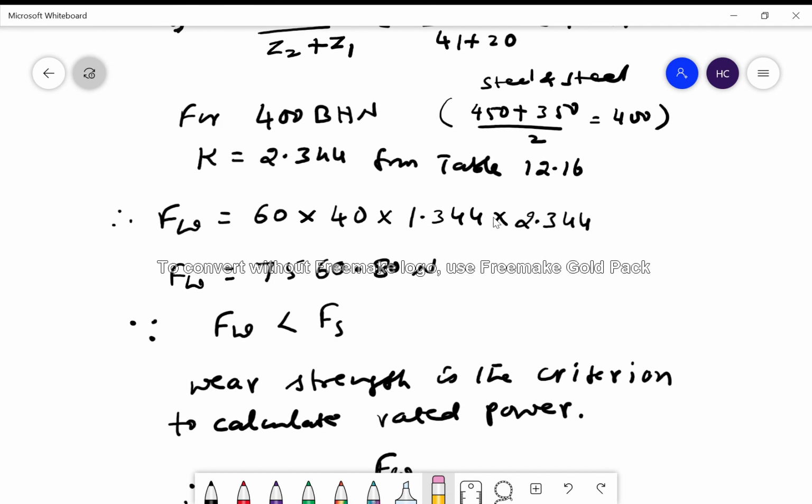So substitute that value of K, load stress factor, into the expression for wear strength or wear load. So we have here Fw is equal to 60 into 40 into 1.344 into 2.344, which gives us 7,560.80 Newton. We see that Fw is less than Fs, that is wear strength is less than the dynamic strength. So hence wear strength is the criterion to calculate rated power.